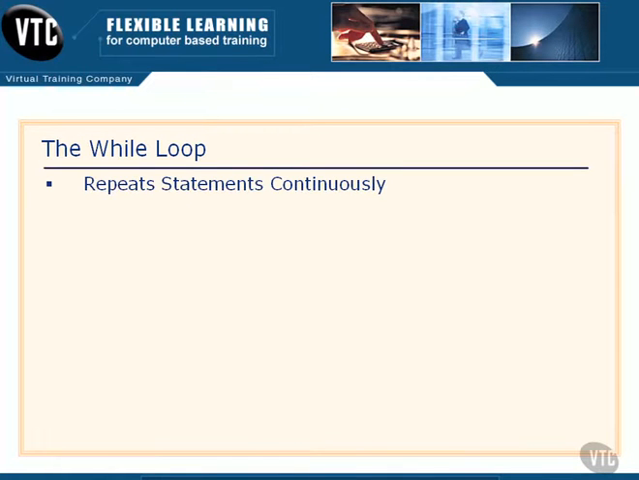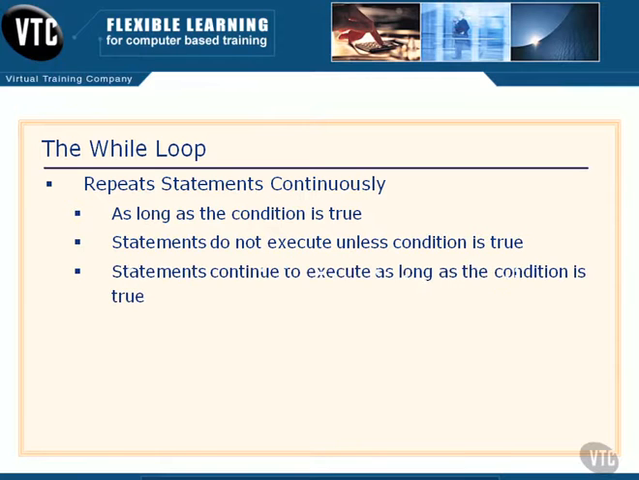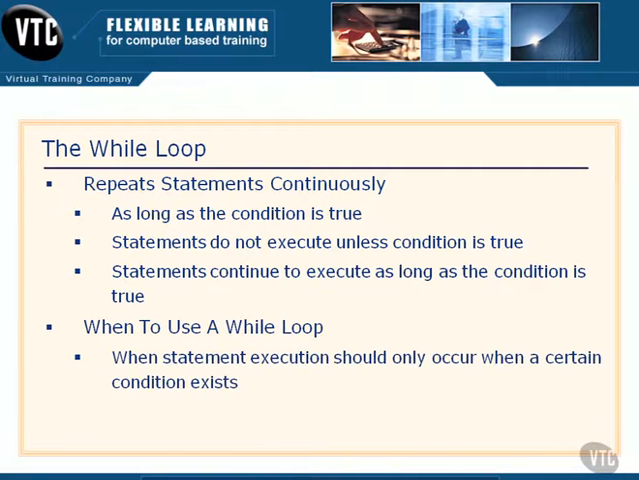The while loop is a very close cousin to the do loop, and you'll see why in just a few minutes. With the while loop, we're going to do what we do with any loop, the for loop, the do loop. We're going to repeat statements continuously as long as a certain condition is true. And that certain condition obviously is one that we create and we code. Now the statements never execute unless the condition is true, but then they will continue to execute as long as the condition is true.